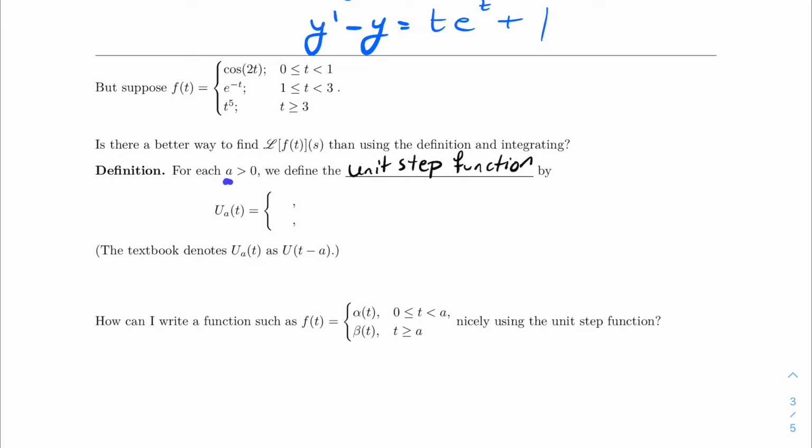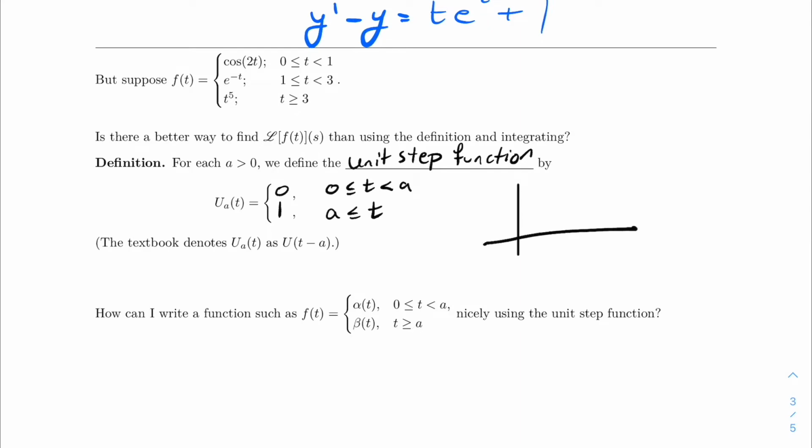For each constant a, which is going to be specifically positive for our purposes, the unit step function is given by either 0 or 1. It's 0 if your input t is between 0 and a, strictly less than a, and it is equal to 1 if t is greater than or equal to a.